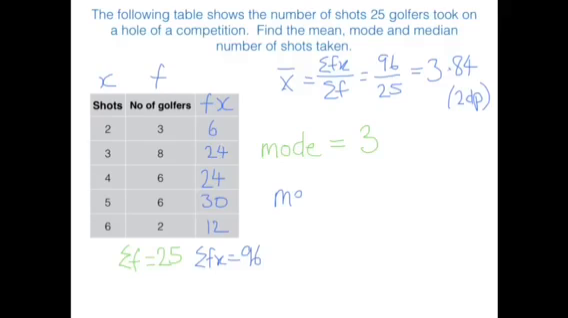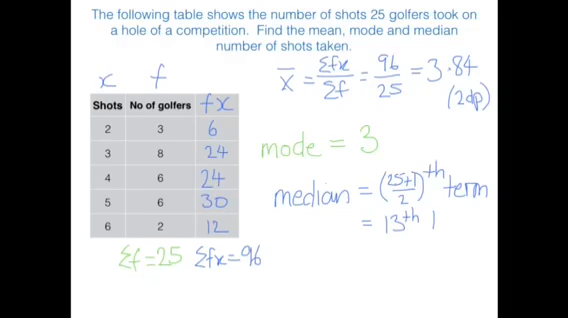And finally, the median, the middle value. Well, I know there are 25 values in total. So if I add 1 to 25 and then divide it by 2, I'm going to find which term is the median. So 25 plus 1 is 26. When I divide that by 2, I get 13. So I'm looking for the 13th term.